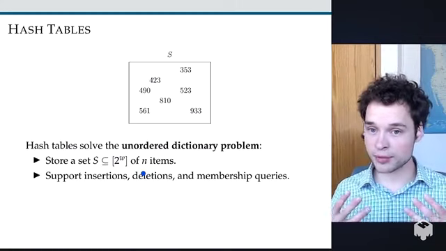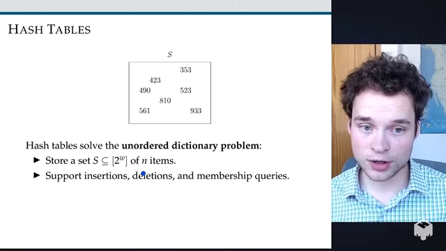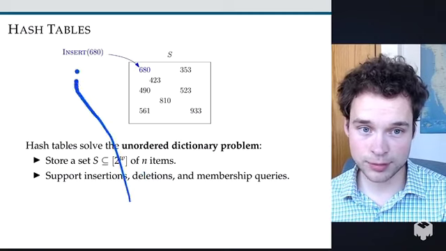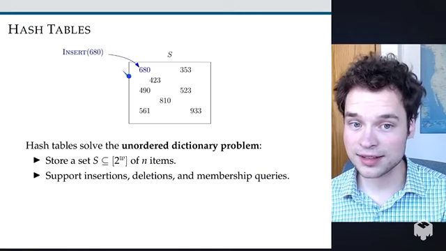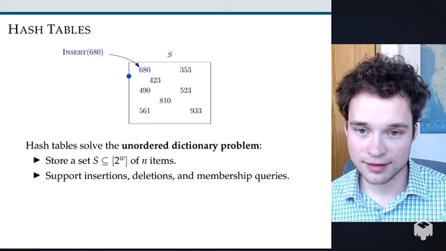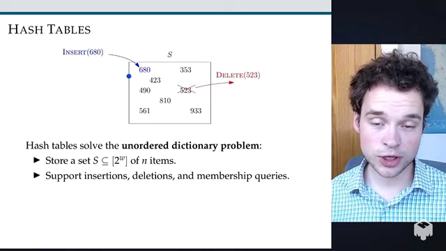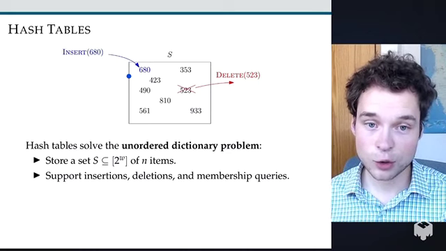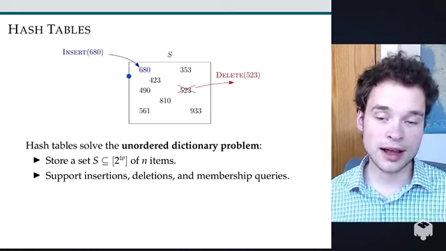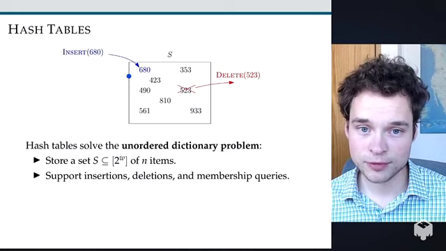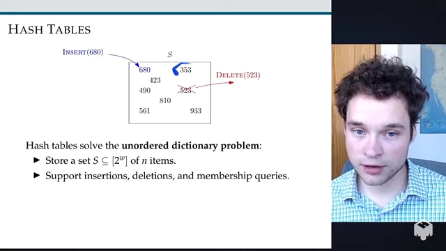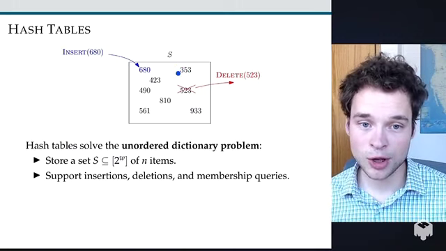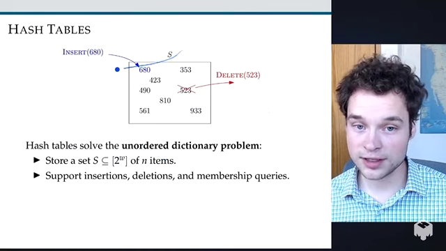And then the set of operations that a hash table has to support are insertions, which add a new item into the hash table. For example, here we are adding the element 680 to our hash table. Deletions, which remove an item from the hash table. And then finally, queries, which check whether a given item is in the hash table. For example, a query of 353 would return yes, but a query of 112 in this example would return no because 112 isn't in our hash table.